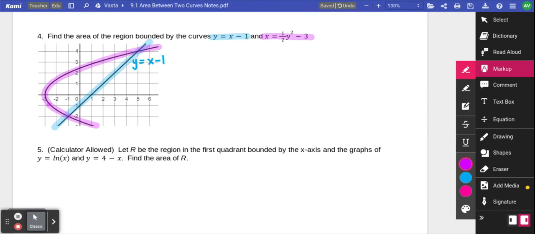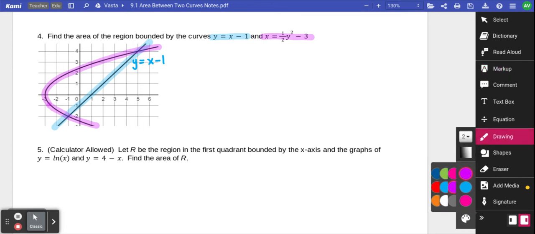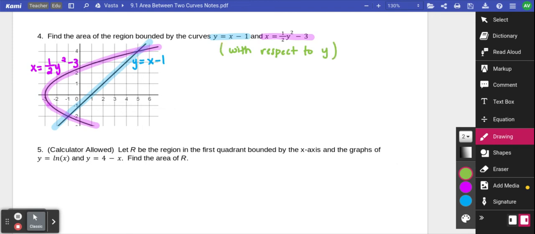Now, based on this picture, I think it's pretty clear that there isn't one set top equation and one set bottom equation. It's actually going to be one equation's always on the right and one equation's always on the left. In this case, the blue equation is always to the right of the purple equation. That means I'm going to do everything in this problem with respect to y, so I'm going to use y values. That means my equations should have x by itself and y in the middle, and we'll talk all about that as we work through.